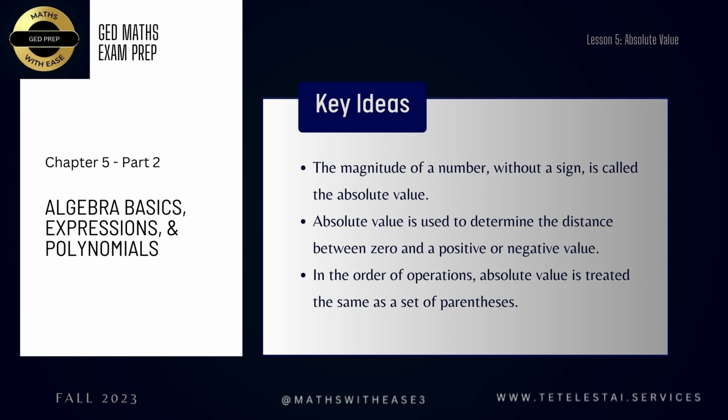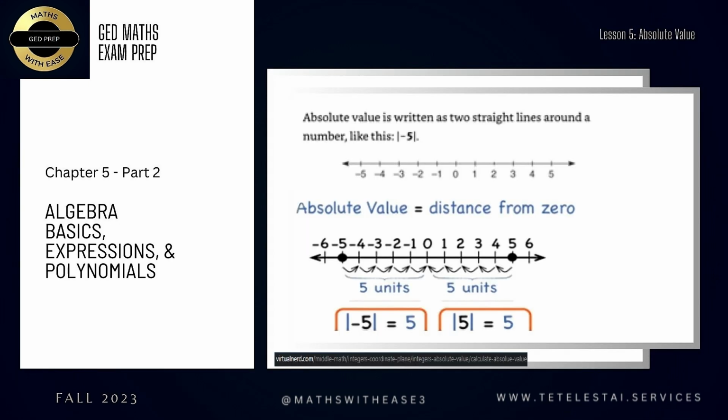Now on to lesson 5, which focuses on the concept of absolute value. The magnitude of a number without a sign is called the absolute value. Absolute value is used to determine the distance between 0 and a positive or negative value. When considering the order of operations, we want to treat absolute value symbols the same as we would treat a set of parentheses. Absolute value is denoted as two straight lines around a number, as illustrated here with -5, showing two straight lines around it.